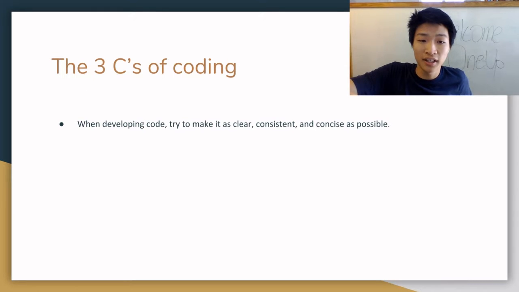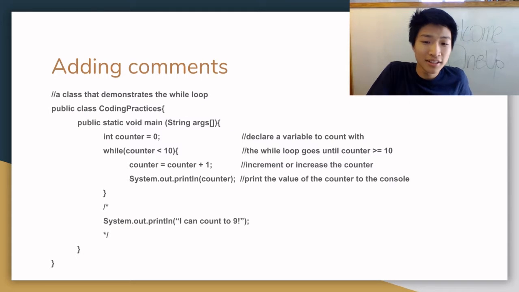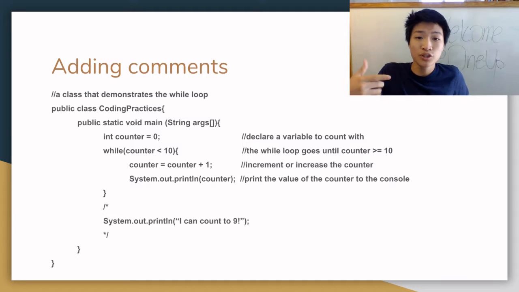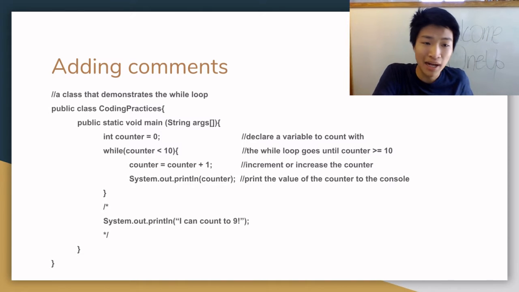So clarity, how do you make your code clear? There's a thing called commenting in code. What if you want to add in text that just describes what you're doing, but you don't want it to affect your code at all? There's a thing called end of line comments. By typing 2 backslashes, whatever you put after those 2 backslashes will not be included in your code. Your compiler will ignore them completely. It will just delete them and run whatever else is there.